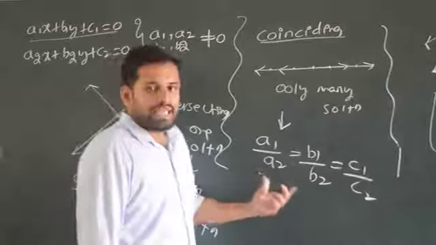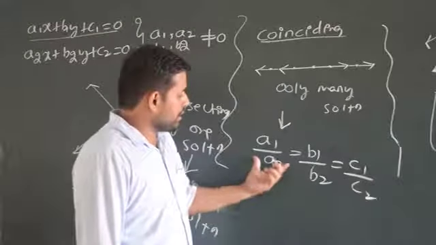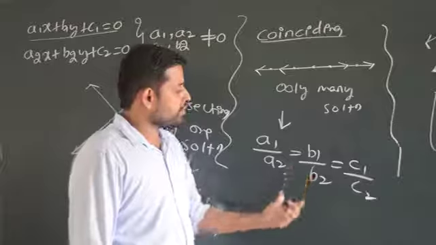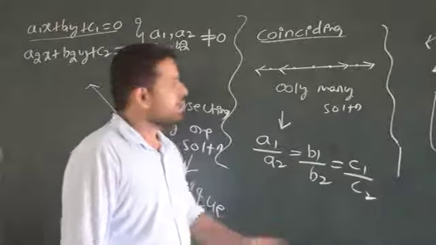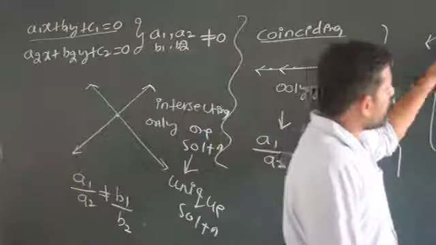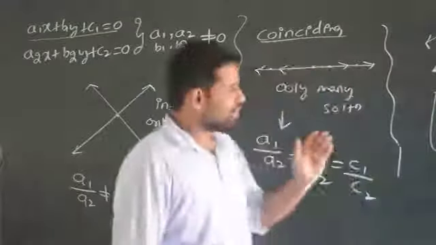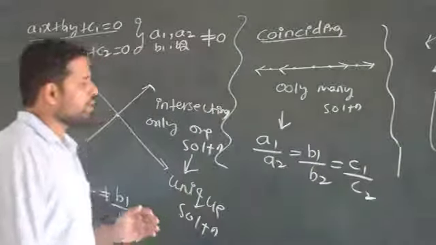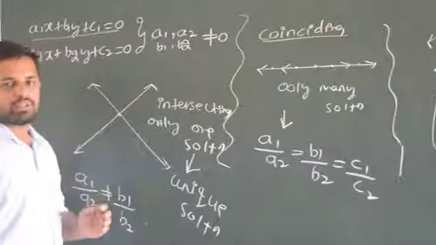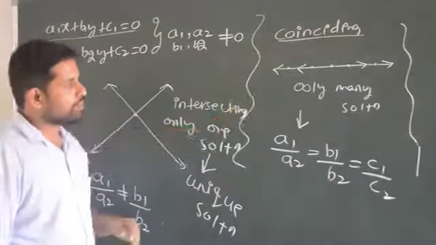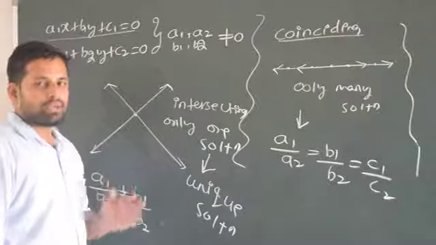And this is the case for a1 by a2 equal to b1 by b2 is equal to c1 by c2. Understood? Now the third case is parallel, that will be no solution, and this should be the condition. That is a1 by a2 equal to b1 by b2 is not equal to c1 by c2. If that is the case, then I am going to have no solution. I hope this is understood.